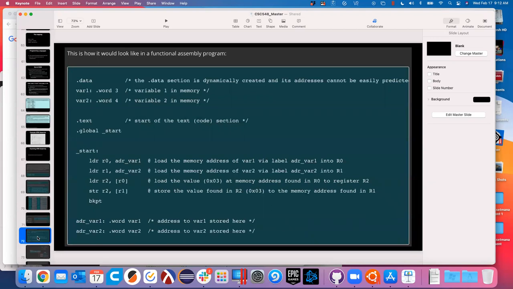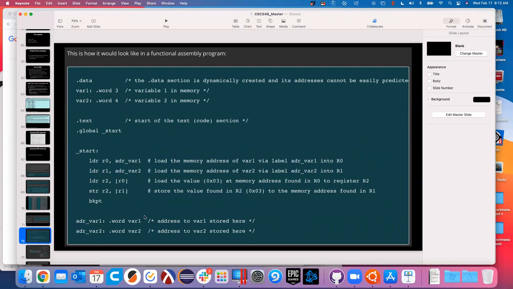All right, so if we look at a real assembly program here, up top we have this data section. The data section is where we define our variables, okay? We have a variable called var1, it's equal to 3. We have a variable called var2, it's equal to 4. Those are the values those guys will have.